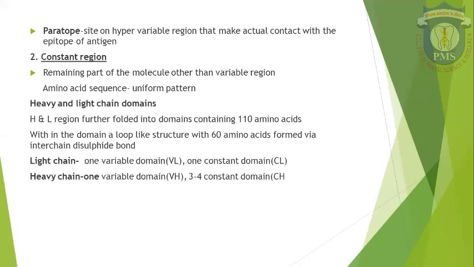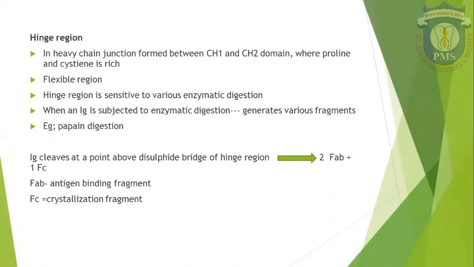The second region is the constant region. That is the remaining part of the molecule other than the variable region. Here the amino acid sequence is in a uniform pattern. Then next we will discuss heavy and light chain domains. Heavy and light chain regions are further folded into domains containing 110 amino acids. Within the domain, a loop-like structure with 60 amino acids is formed via an interchain disulfide bond. So in the light chain, there is one variable domain and one constant domain, and in the heavy chain, there is one variable domain and 3 to 4 constant domains.